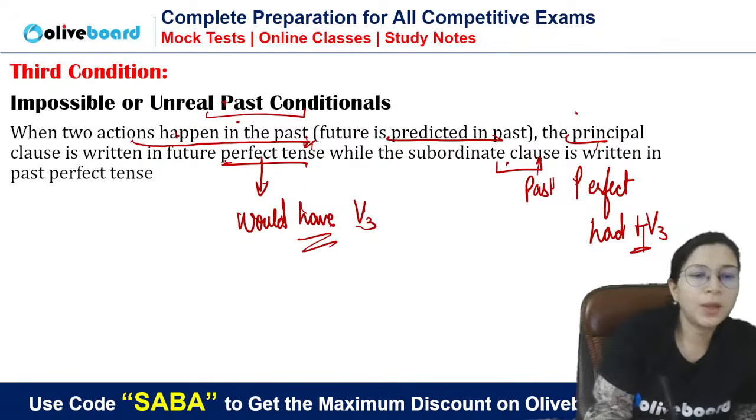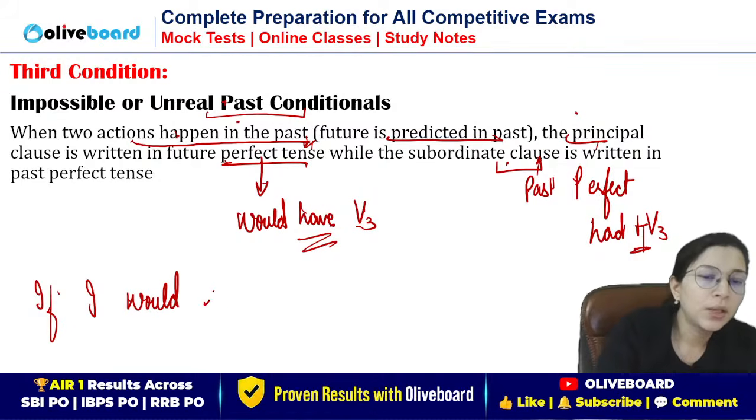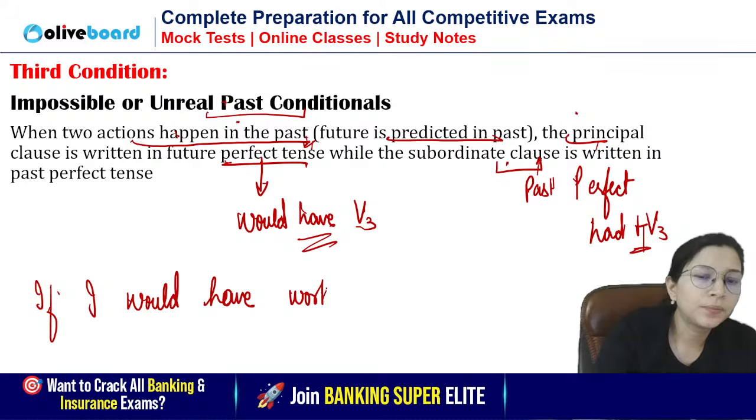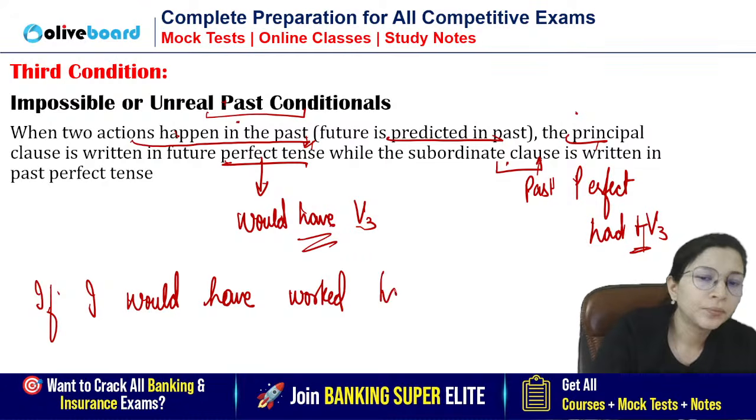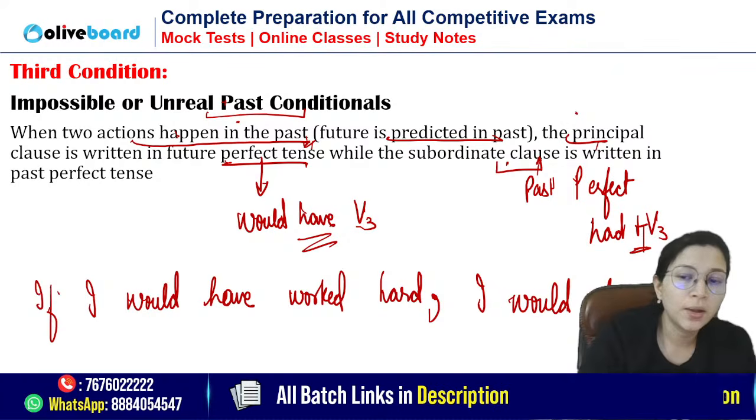Now listen to me carefully. If I say, if I would have worked hard, I would score good marks. Do the exact correction. After your correction, there should not be any mistake. I would score good marks.